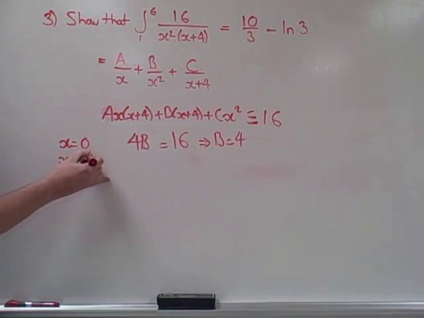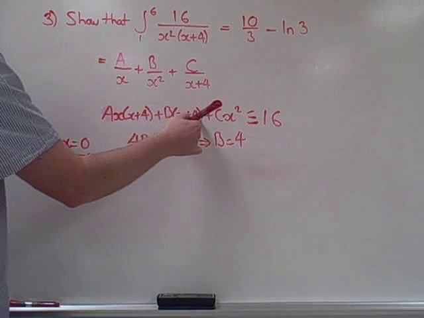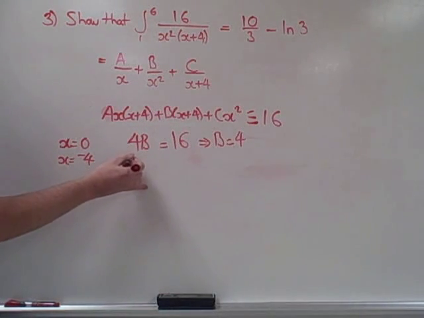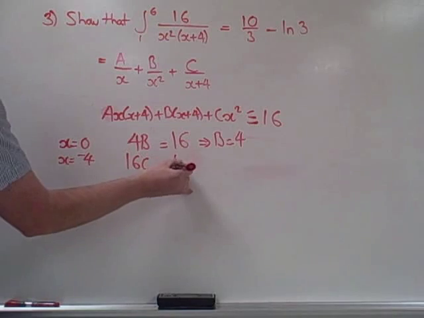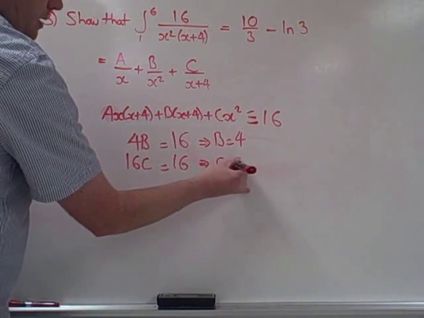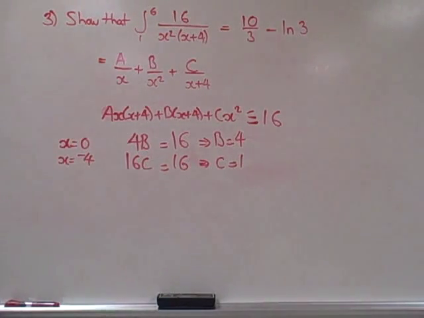I can also choose negative 4. That'll make this 0 and this 0. Negative 4 squared is 16, so 16c equals 16. Therefore c equals 1. And then to find our last value, you're going to do that comparing coefficients trick again.